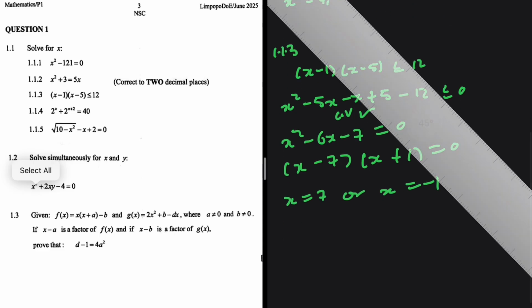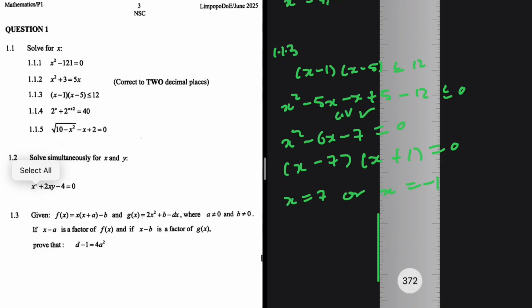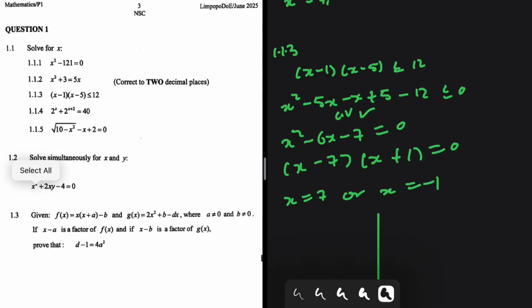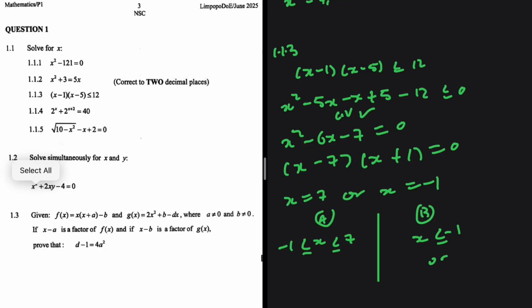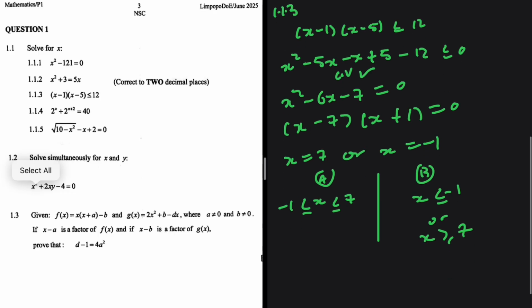At this point, I propose two possible solutions all the time, as I've been doing over the years. It's either x lies between minus 1 and 7, which is option A, or option B, x is less than or equal to minus 1 or x is greater than or equal to 7. So how do we know which option is correct between A and B? All the time when you have your two critical values, these will always be the two options: x lies between the two critical values, or it lies outside. So we can substitute 0 in place of x and see what happens, because 0 lies between minus 1 and 7.